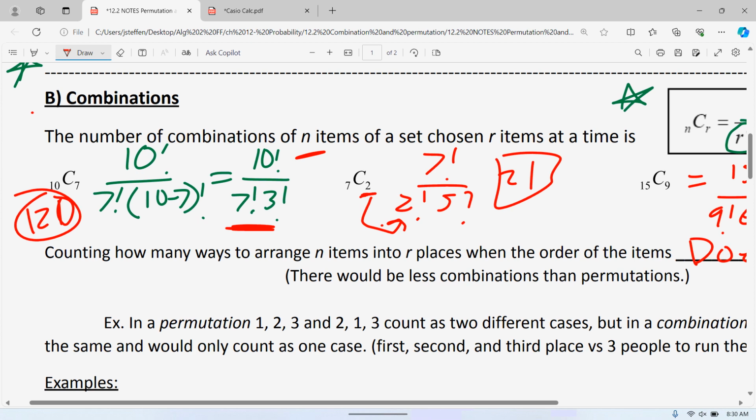Now, obviously, probably just looking at this, you can tell, but there should be fewer combinations than permutations. There are fewer options for combination than permutation. We'll talk about that in a second as well. So I put this example up here really quickly.